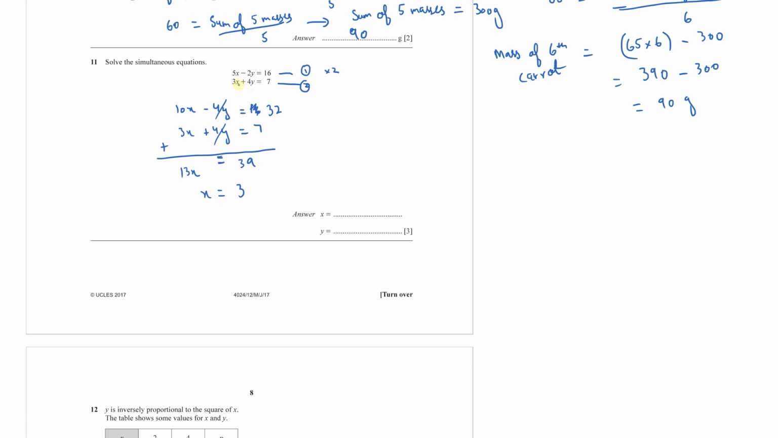Now I can substitute the x value into the second equation here. So 3 times x is 9, plus 4y equals 7. So this is 9 plus 4y equals 7. I take 9 to the other side, I get 4y equals 7 minus 9, which is minus 2. And then you get y equals minus 2 over 4, which equals minus 0.5. So your x value is 3 and y value is minus 0.5.